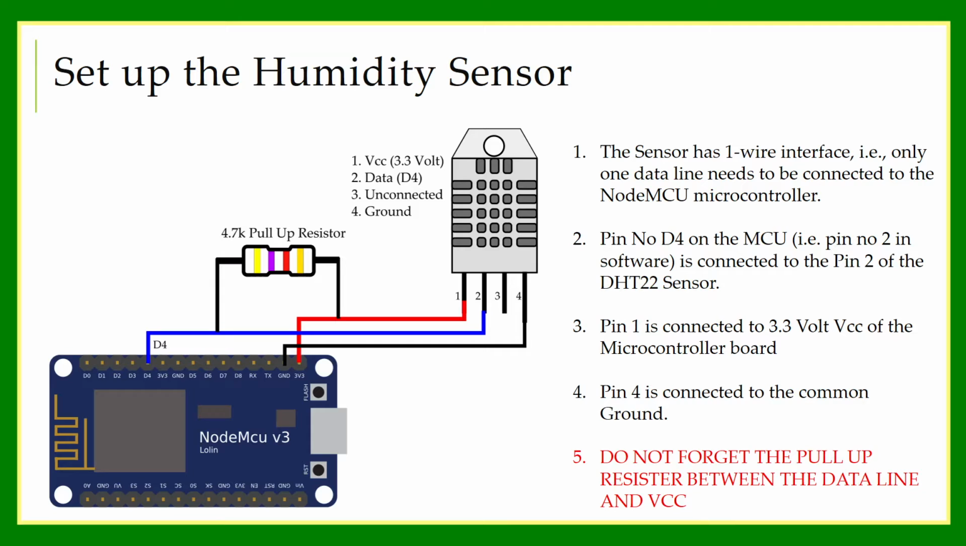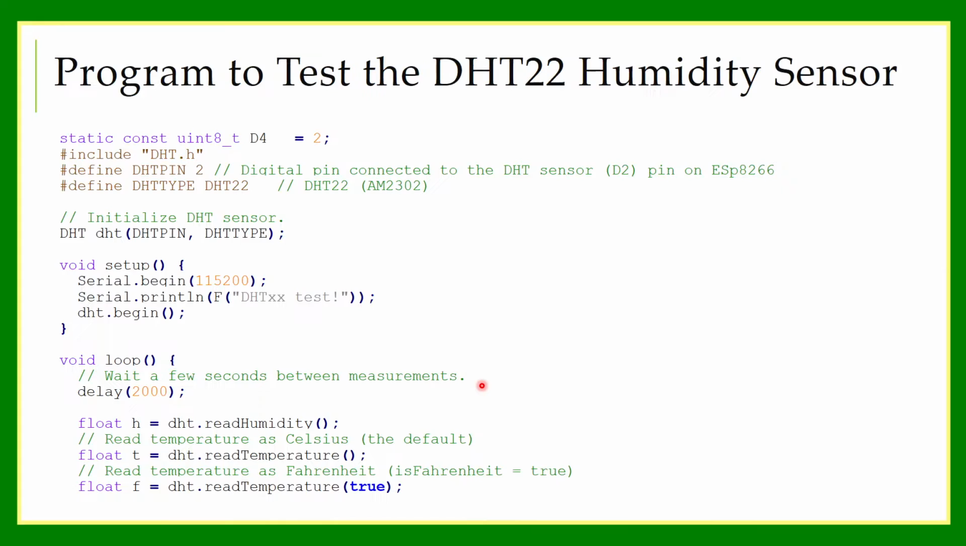Now, as we have already discussed, this is a one-wire interface or one-wire device. So we need this 4.7K pull-up resistor from the data bus, that is this blue color line, which is connected to the pin D4 of the Node MCU, to the VCC or the 3.3 volt line. And once that is done, the rest will be controlled from the program itself.